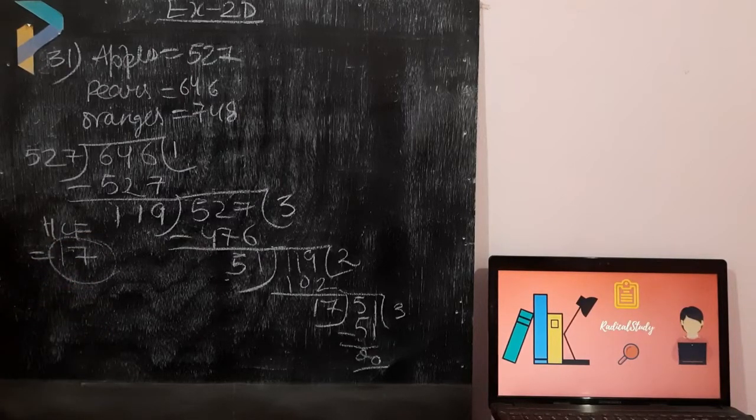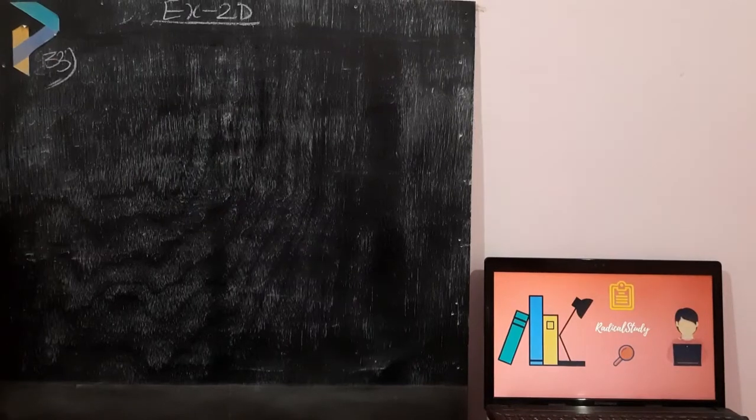Now I am going to explain you the next question, that is question number 33. So please pay attention students. So students, the last question of this video which I am going to solve is question number 33. Firstly, I will read the question for you. A rectangular courtyard is 18 meter 72 centimeter long and 13 meter 20 centimeter broad. It is to be paved with square tiles of the same size. Find the least possible number of such tiles.